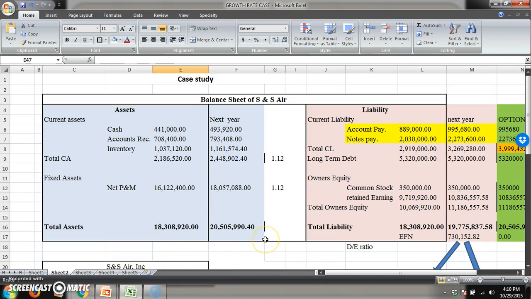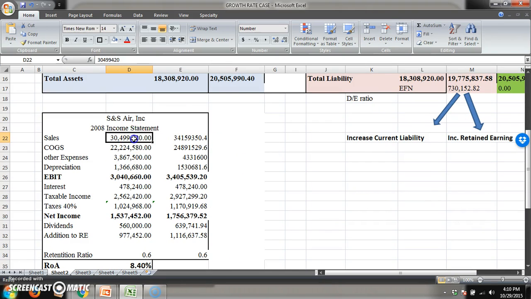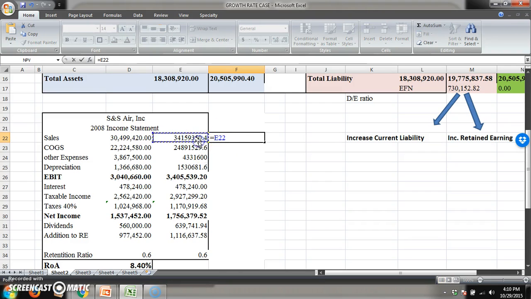Anyways, let us continue. The question at hand is about the sales. The scenario that is given is that sales are increasing by 12%. So this is the sales for the last year, and this is the sales for this year. They say they are forecasting an increase of 12%, 1.12, which means a 12% increase.